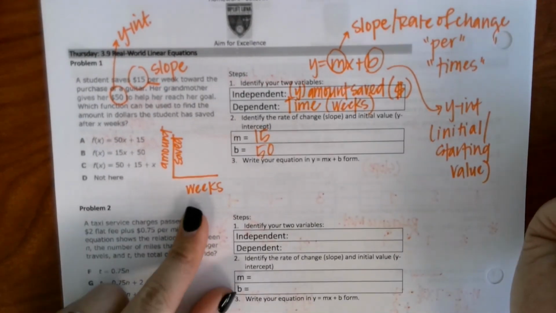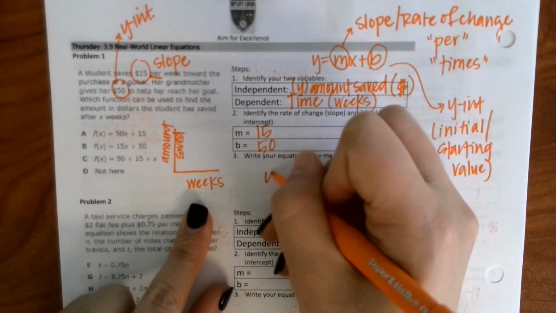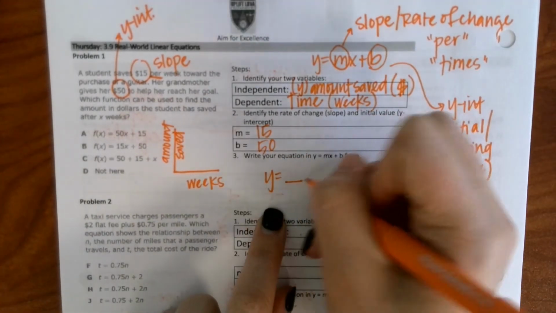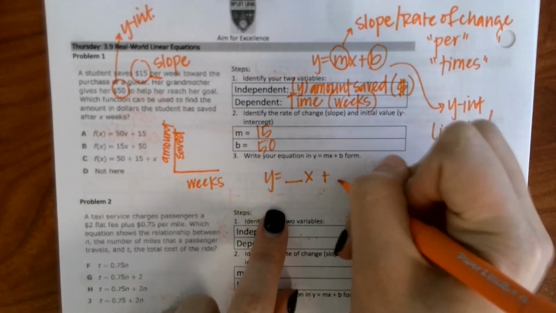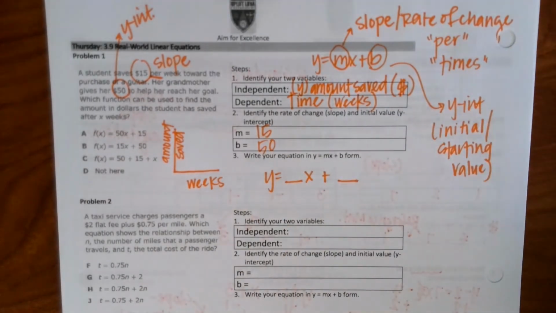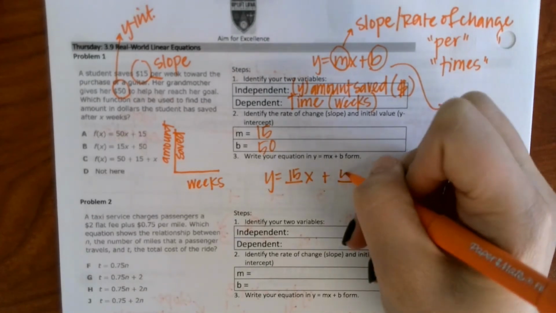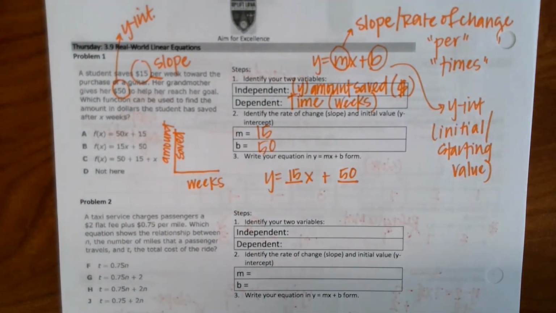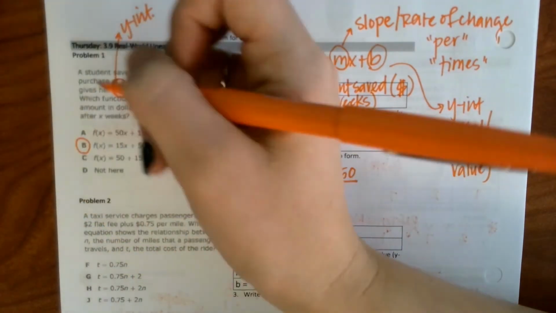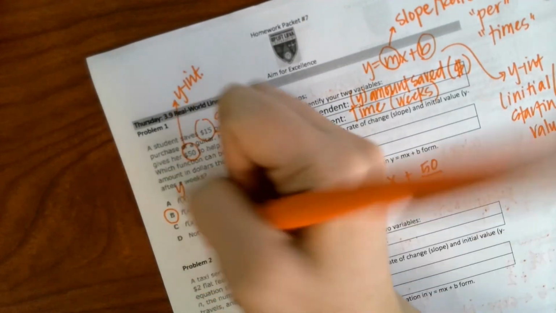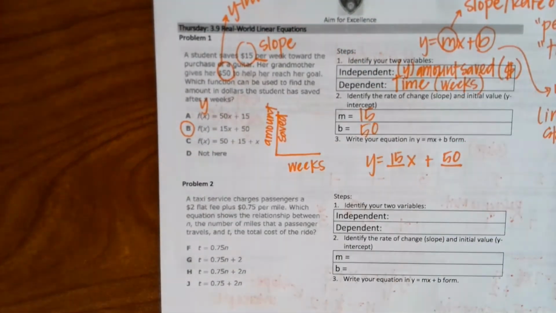So let's write our equation in y equals mx plus b form. Y equals blank x plus blank. What's my m? 15. What's my b? 15. What's my answer? B. I told you that f of x also equals y. Whenever you see f of x, that means y. Very good.